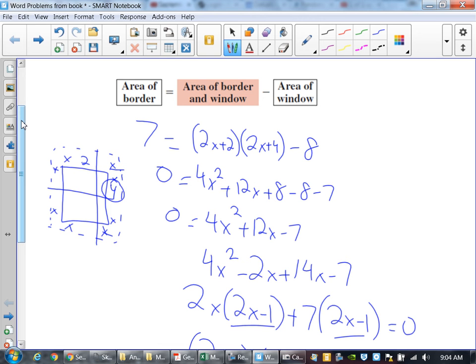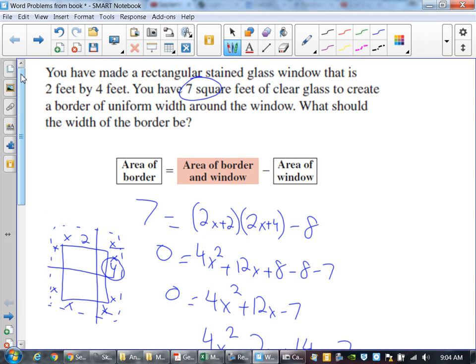But what do you do with the number 7 when you're drawing? You don't use it? No, because your question was, what should the width of the border be? Well, you have 7 square feet of the border, and you go through it. So you were trying to find the area of a shaded region to make it equal to 7. That's basically what it was.